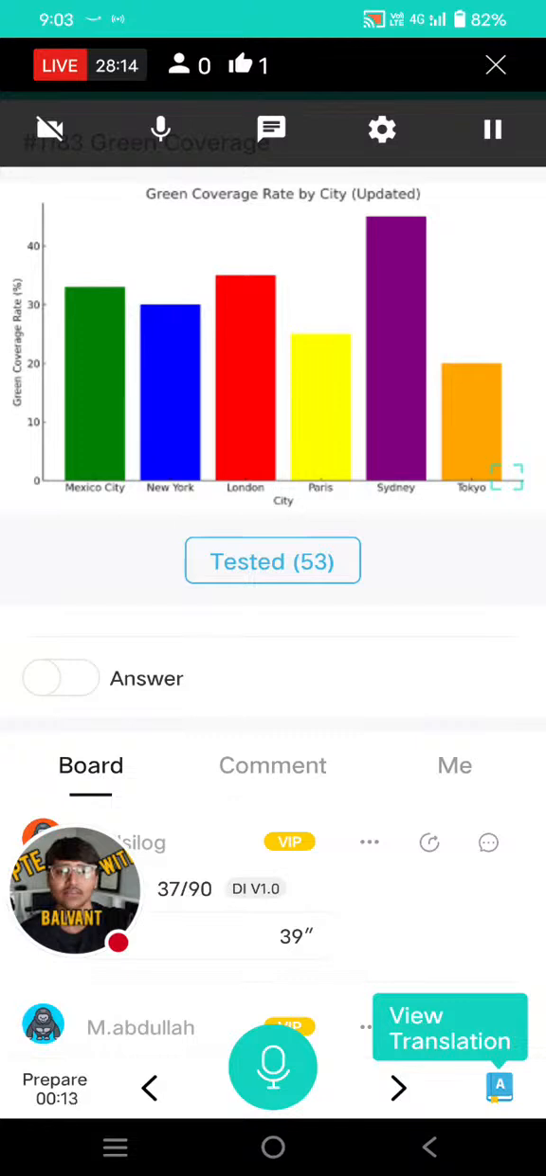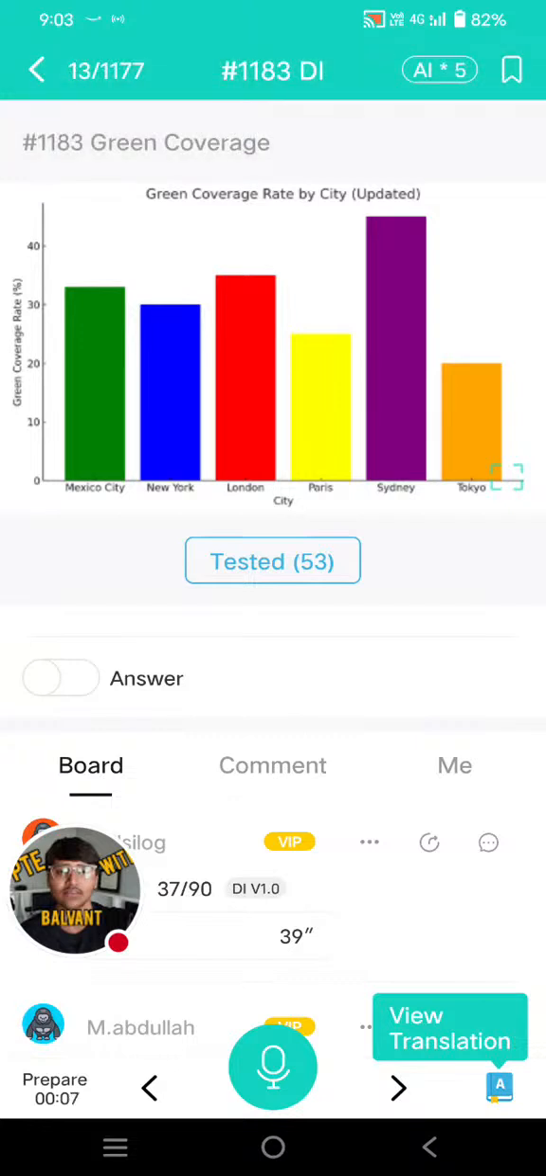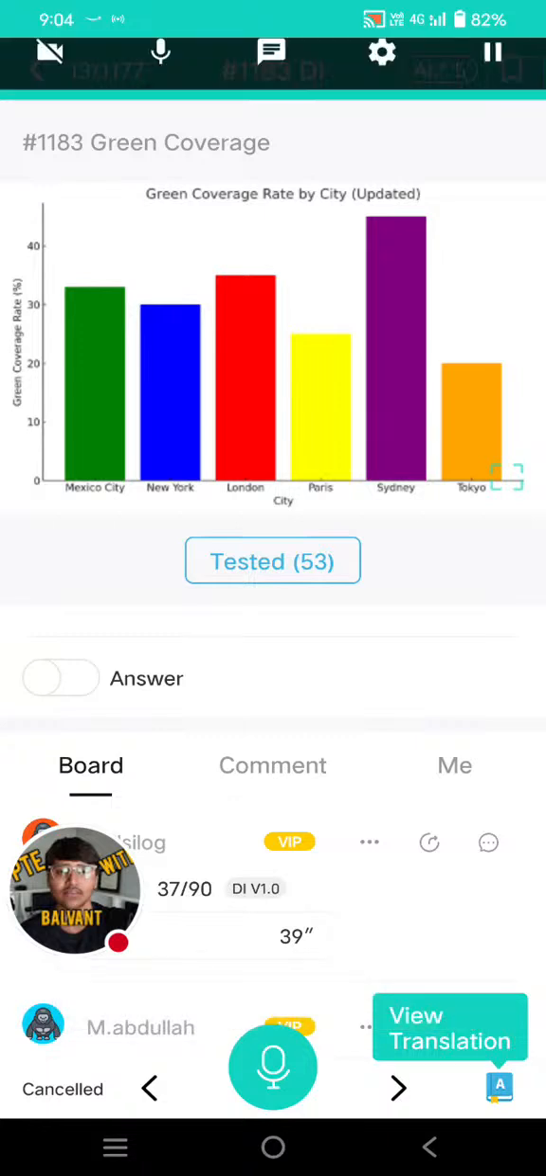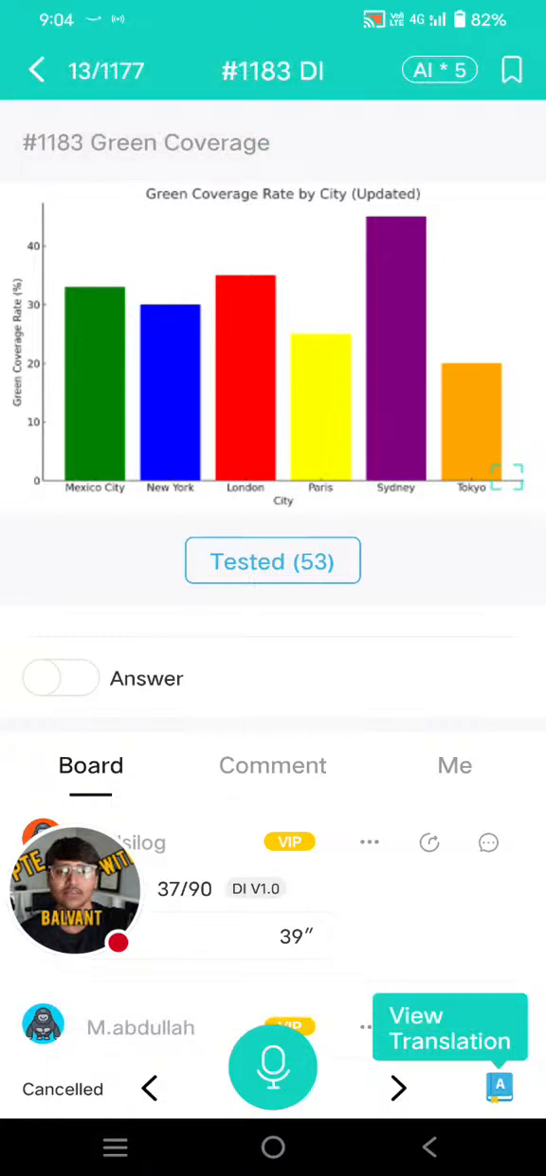The green coverage rate by city is the main topic of our image, right? Okay, multiple cities are also highlighted in this image, like Mexico City, New York, London, and Paris. Okay, you just have to take the values according to that. Like Mexico City, New York, and London are also observed on the left side of this image. Sydney, Tokyo, and Paris are also observed on the right side of the image, right? The highest value is of Sydney, which is 45 to 50 around, likely.